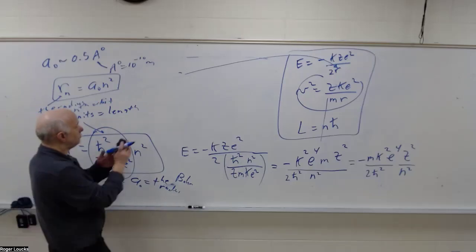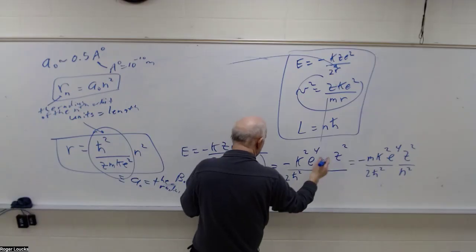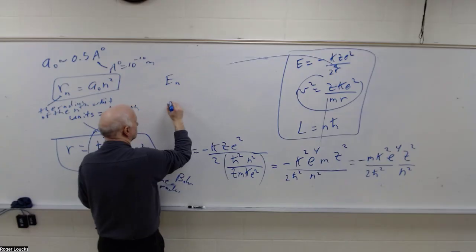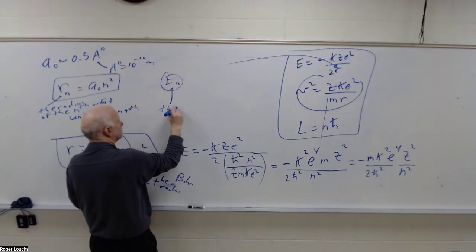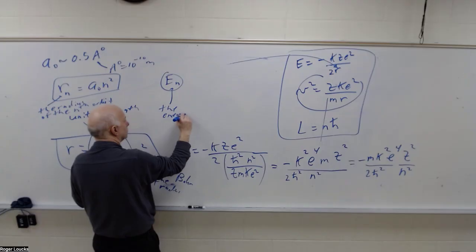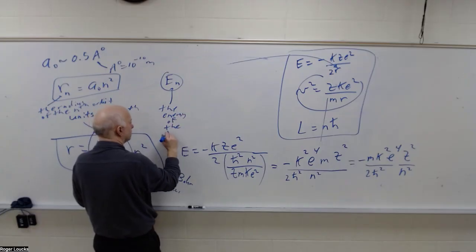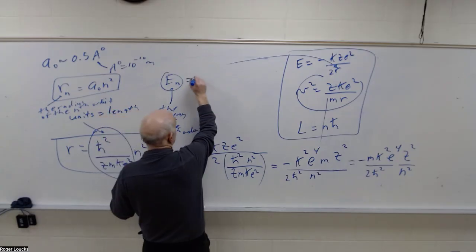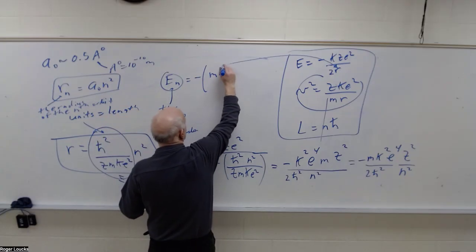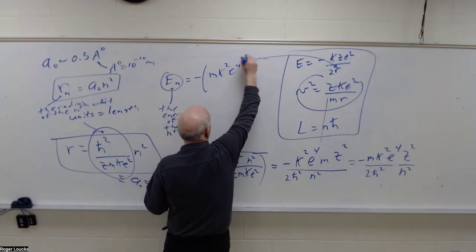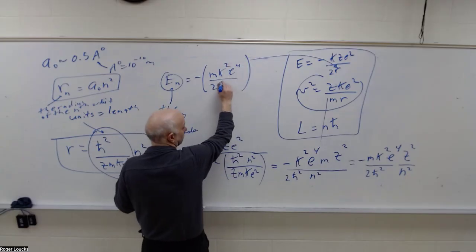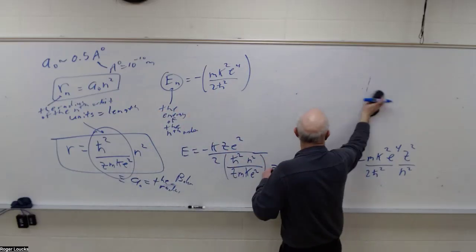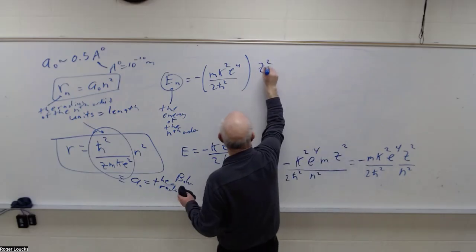Okay. And all this stuff over here, this E, and I'm going to put an n here like this. So this is going to be the energy of the nth orbital. It's going to equal this, minus M K squared E to the 4th over 2 ħ squared here, Z squared over n squared.